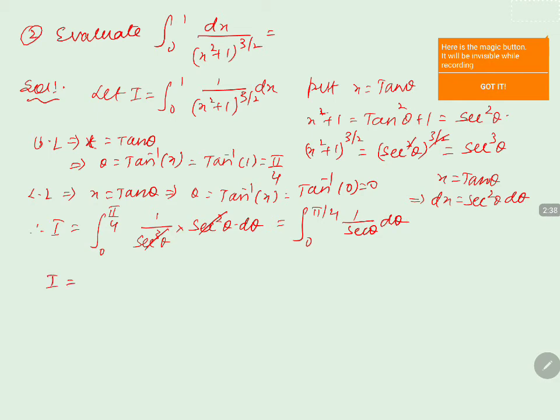Then we will write I is equal to the integral from 0 to pi by 4 of cos theta, since 1 by secant theta is known as cos theta. And the integral of cos theta is nothing but sin theta. The limits are 0 to pi by 4.